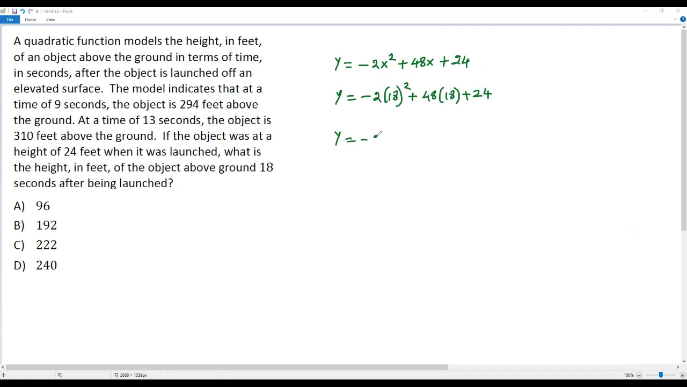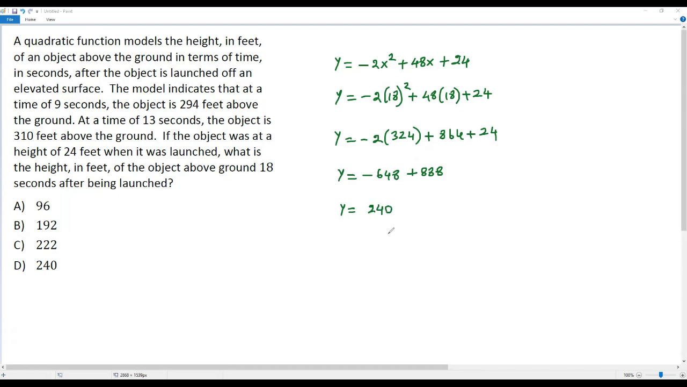y equals negative 2 times, we know that the value of 18 squared is 324, positive. Let me calculate 48 times 18, that is 864, positive 24. y equals, when I multiply this negative 2 and 324, I am getting negative 648. Now we can combine this positive 864 and positive 24, then I am getting positive 888. y equals, when I combine this negative value and positive value, I am getting 240.